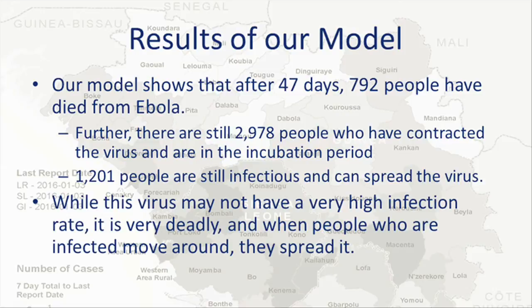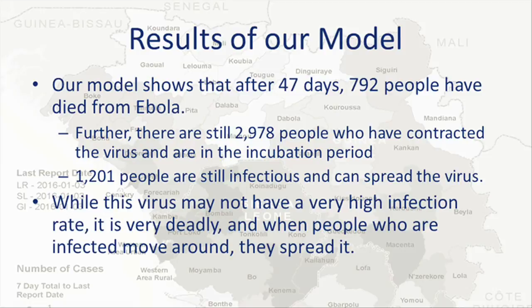Okay, so our model shows, we mapped it through a software that ran all of those big equations together over time and did it day by day and showed us who was in each of these groups after however many days we wanted. And so after 47 days, it showed that 792 people died from Ebola, and that there were still almost 3,000 people after just 47 days who had contracted the virus and were in the incubation period. And there were also a little over 1,000 people that were still infectious and still spreading the virus.